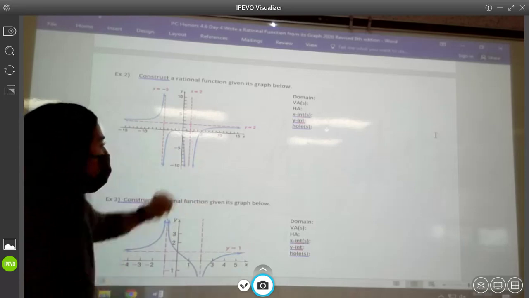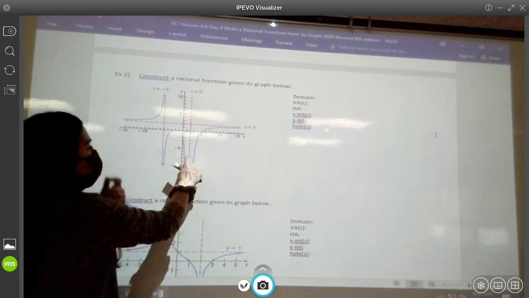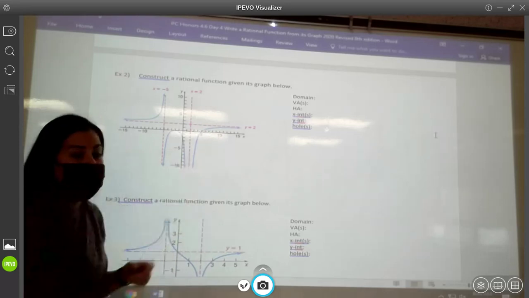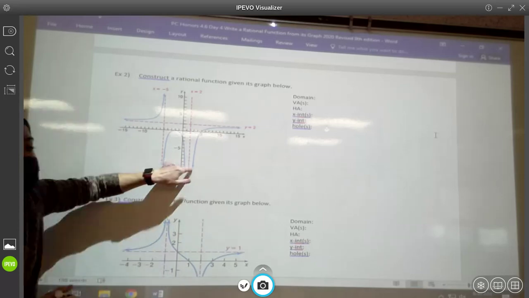But you see x equals 2? See how they approach the same infinity on this side of the graph? That must mean it had even multiplicity. That must have been a repeated factor to create that VA. All right, so take note of that.